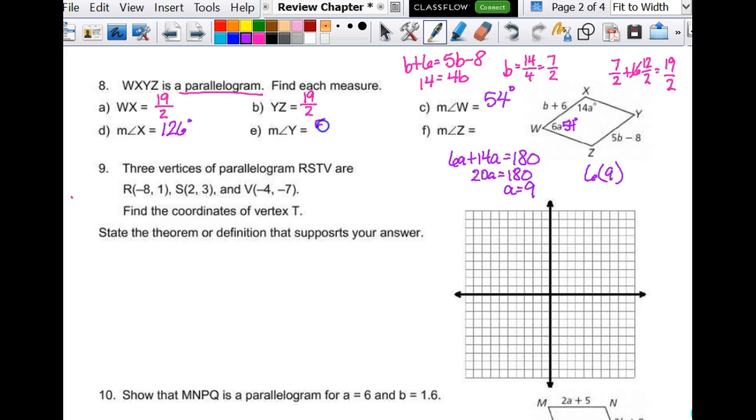Y is 54 degrees. You could use one of two things, because we just found that this is 126. So this is 54. You can either say, because if it's a parallelogram, then opposite angles are congruent, or consecutive angles are supplementary. It doesn't matter. And then on Z, this is 126, because again, if it's a parallelogram, either opposite angles are congruent or consecutive angles are supplementary. Okay, everybody okay with all that?